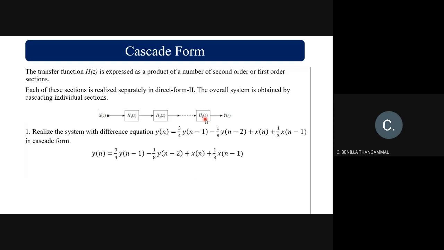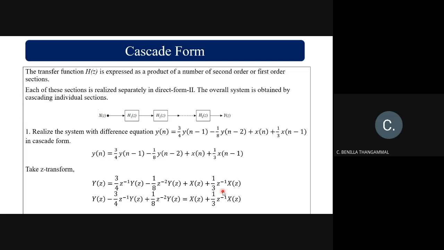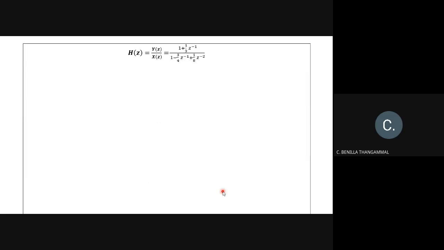So now you just take your y of n and find your H of z first of all. For finding your H of z, take your z transformation. So Y of z equals 3 by 4 z inverse Y of z minus 1 by 8 z power minus 2 Y of z plus X of z plus 1 by 3 z inverse X of z. So take all your Y of z to one side, all your X of z to another side, and then your H of z will be given as this.